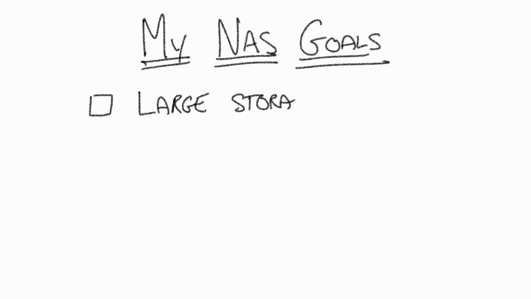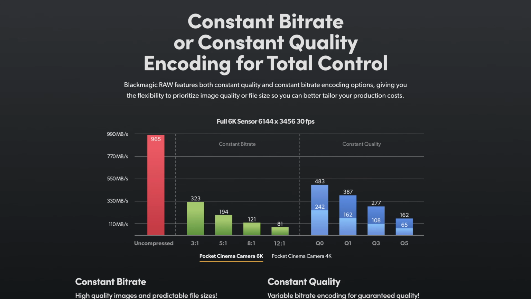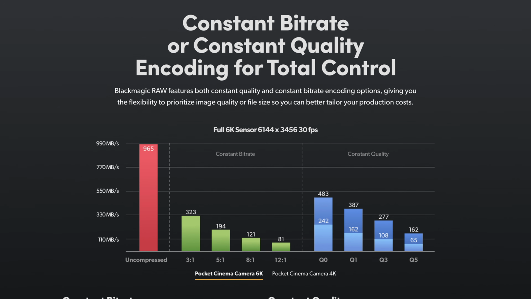So before I dive into some of the specifics of my NAS, let me actually fill you in on some of the goals that I had when I was designing it and what I wanted my setup to achieve. Firstly, I needed a large storage solution, really large storage solution, because I shoot all of my videos in full Blackmagic RAW, and even with an 8:1 compression ratio, it still works out at about 300 gigabytes for every hour worth of footage per camera.